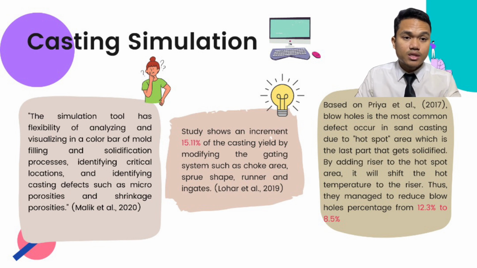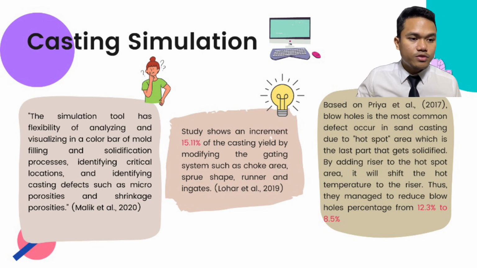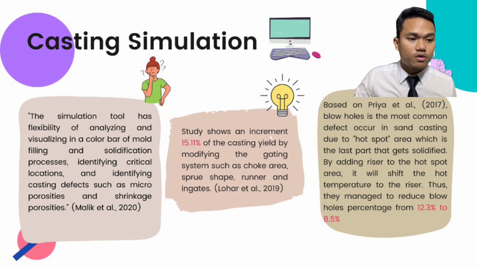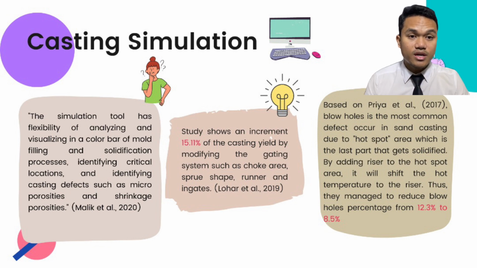Even a case study done by Loha et al. shows an increment of 15.11% of the casting yield by modifying the gating system, such as choke area, sprue shape, runner and in-gate. Thus, simulation gives better understanding on analyzing the performance of casting process.